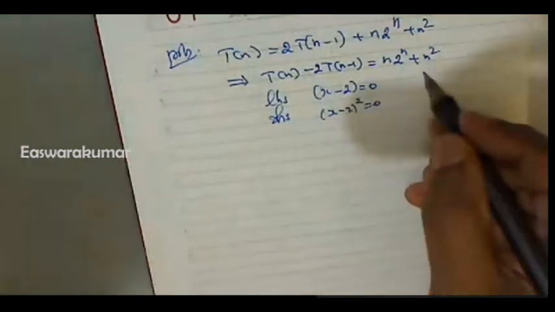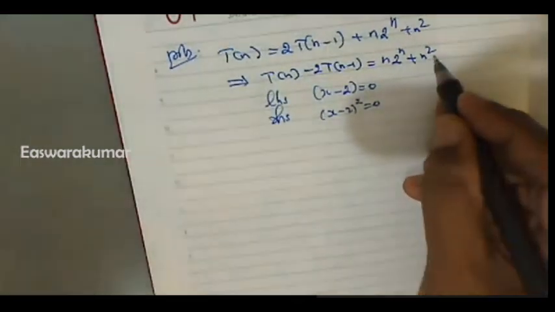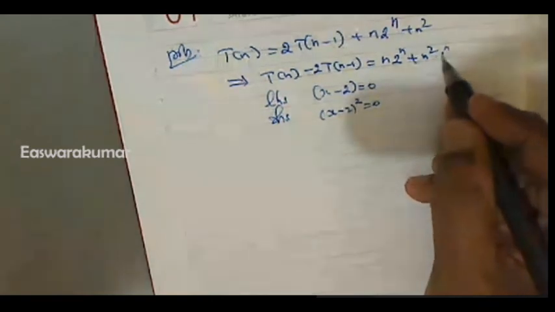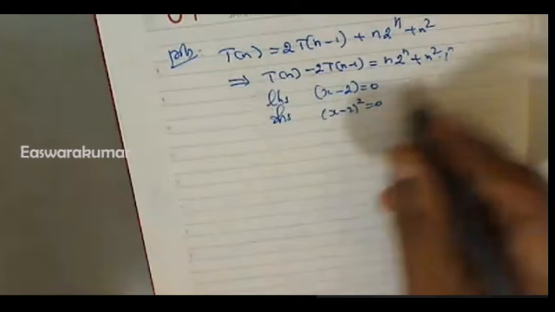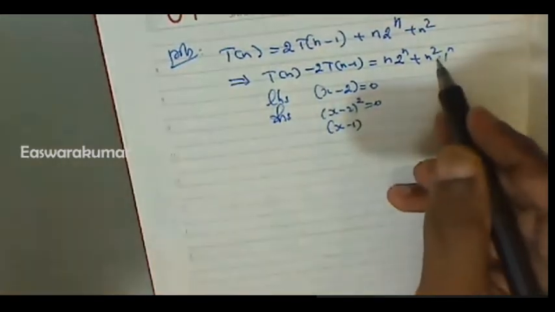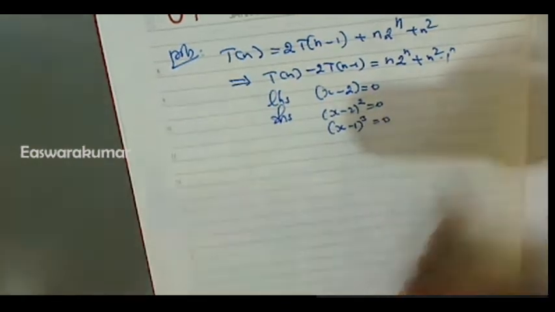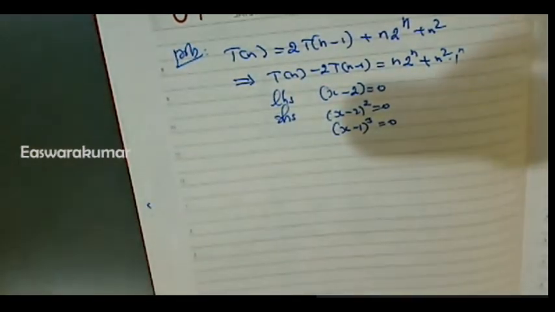And one more term is there, that is n square. But n square into 1 power n. It is something like n square into 1 power n, right? So constant is 1. So x minus 1, but degree of the polynomial is 2. So 2 plus 1, 3. So x minus 1 power 3 equal to 0.